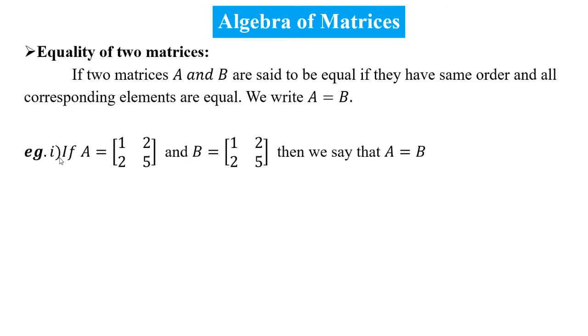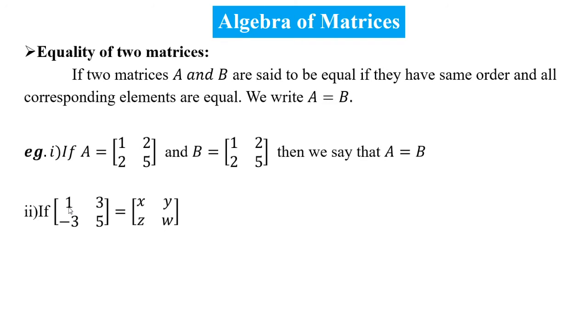Let us see the example. Example number 1. If A is a matrix of order 2 with elements 1, 2, 2, 5 and B is a matrix of order 2 with elements 1, 2, 2, 5, we say that A is equal to B because all corresponding elements are the same. All corresponding elements are the same, so matrix A is equal to matrix B.